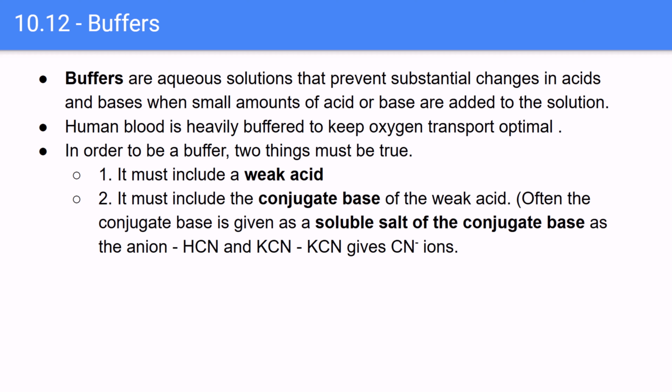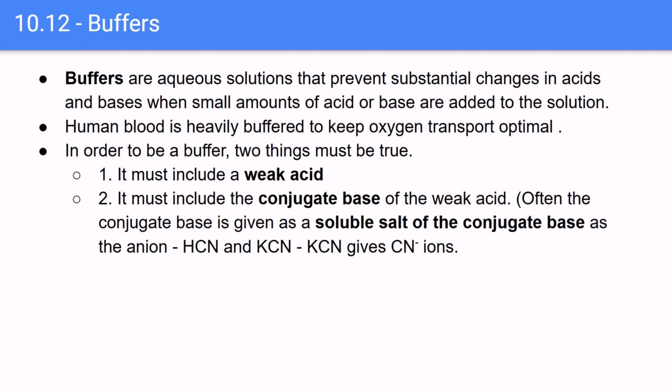So in order to be a buffer, we have to have two things. We must have a weak acid or base and its conjugate. Now, often the conjugate base is given as a soluble salt of the conjugate base. So, for example, HCN, we know is not one of our 7 strong acids. But sometimes what we'll give is a salt that's associated with it. So if I were to add in the conjugate base, I don't just have CN minus ions just hanging around, so I add some potassium cyanide, and that gives me my CN minus ions.